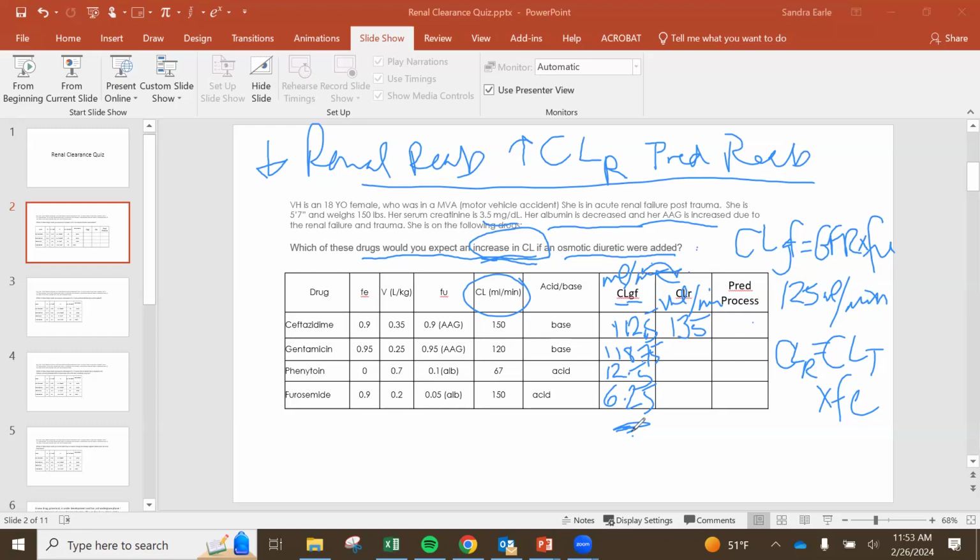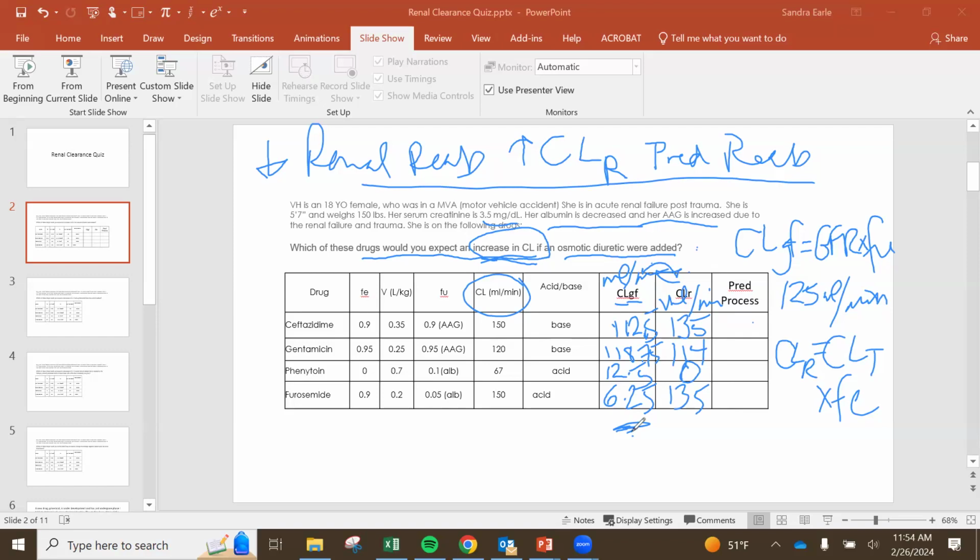And gentamicin is 120 mL per minute, and it is 95% cleared by the kidneys, so this is 114. And then phenytoin is 0, so none of it's being eliminated by the kidneys. And then 90% of furosemide is, so 0.9 times 150, so it's 135, just like ceftazidime.